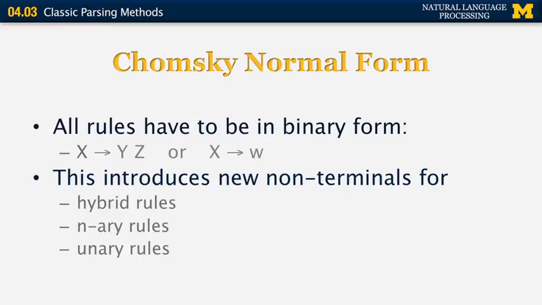So to convert the grammar from the previous slide, we have to create new non-terminals for hybrid rules. A hybrid rule is one that has a mixture of terminals and non-terminals on the right-hand side. We also need to handle n-ary rules where n is other than 2, and unary rules where n is equal to 1.